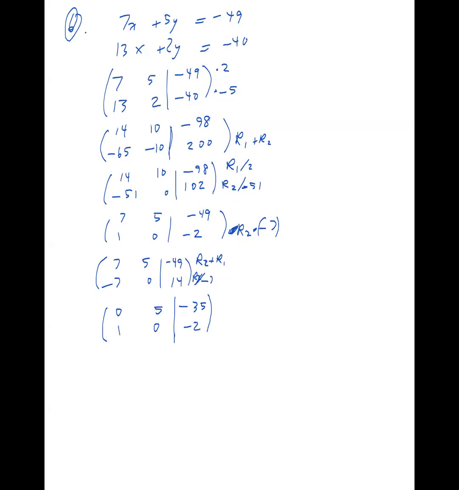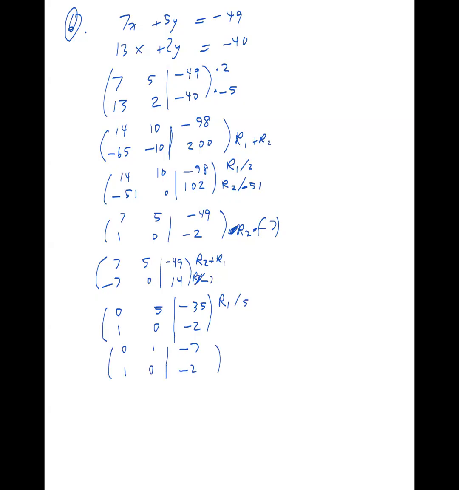Now my final step is to take row 1 divided by 5, because 5 goes into everything. If I divide row 1 by 5, 0 divided by 5 is still 0. 5 divided by 5 is 1. Negative 35 divided by 5 is negative 7. And then like this. Perfect.